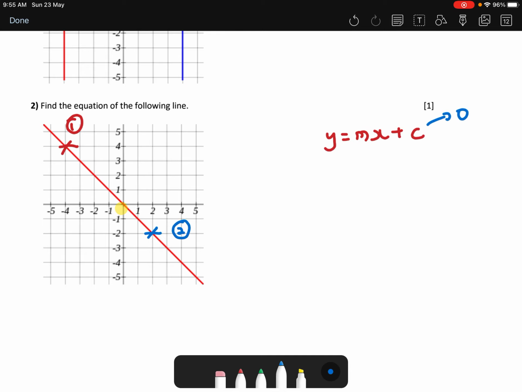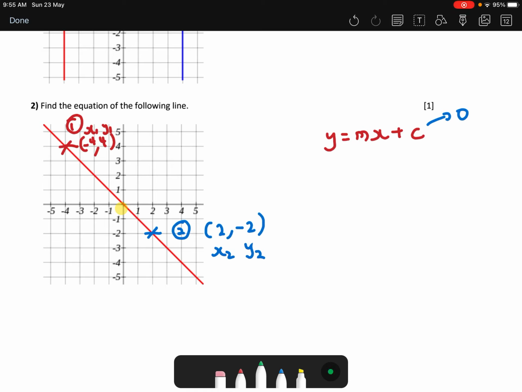Then the third step will be writing down the coordinates, which is the most important of all. The first point will be x equal to -4 and the y coordinate will be 4. The second point will be x equal to 2, and the y coordinate will be -2. The fourth step, you write x1, y1 here, then x2, y2 here. So we are done.